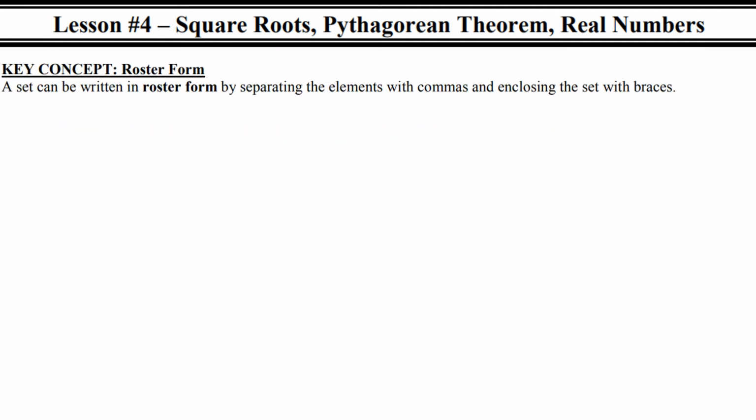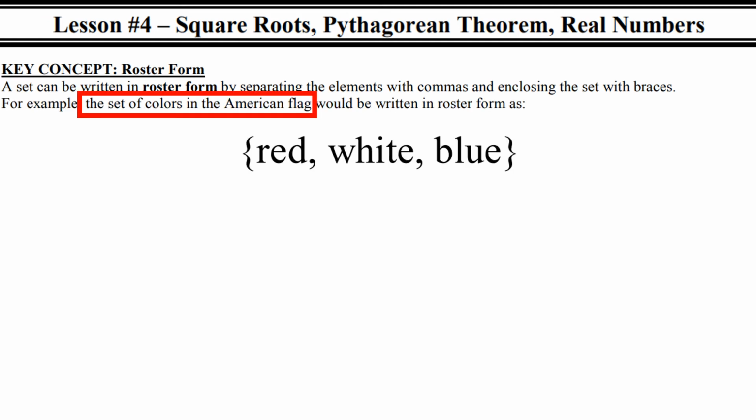Now we'll look at the roster form of a set. A set can be written in roster form by separating the elements with commas and enclosing the set with braces. For example, the set of the colors in the American flag can be written as shown here. The braces are on the outside, and red, white, blue are listed in roster form.